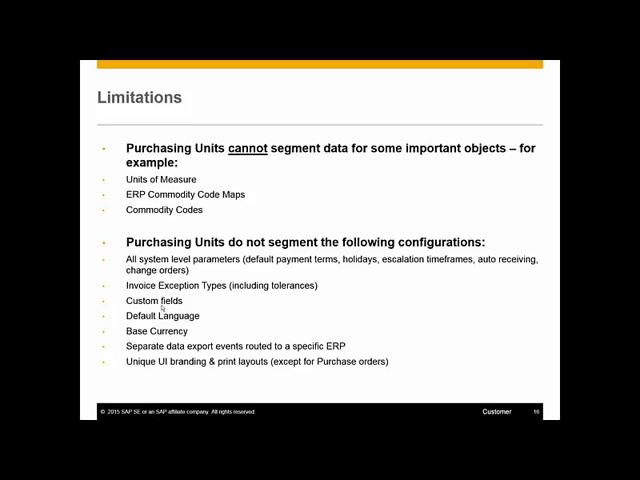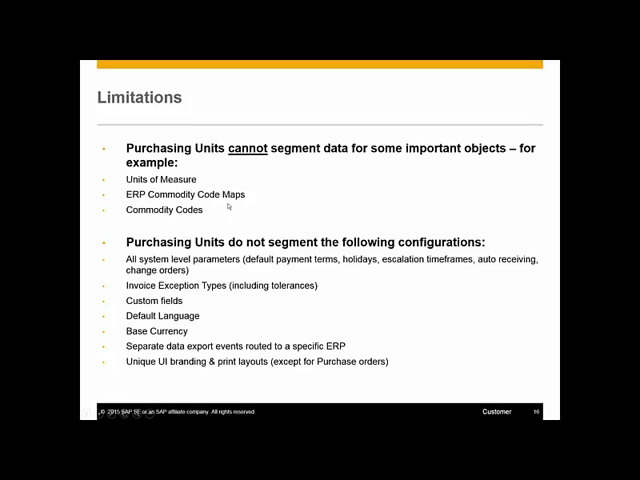So we've seen up till this point quite a lot of advantages and capabilities of purchasing units, but there are quite a few limitations as well that I would like to make clear. First of all, purchasing units, while they can segregate data for the wide variety of our master data, there are 3 categories that are exceptions. First is units of measure. Units of measure tend to be standard across the different purchasing units. Ariba comes with a standard set of UN UOMs, that's United Nations Units of Measure, and those cannot be segregated.